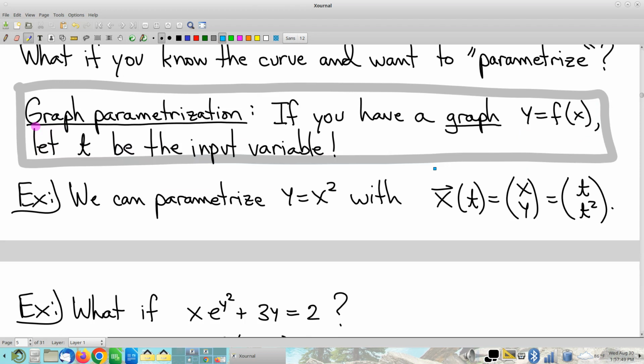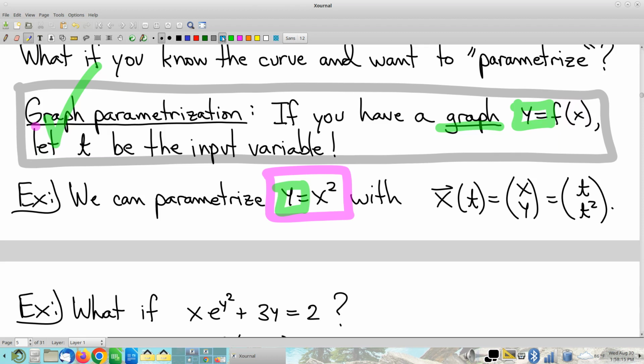Okay, we want to parametrize this thing right here, y equals x squared. Notice it is a graph because one of the variables is a function of the other. Is that cool? Important requirement. This only works with graphs.